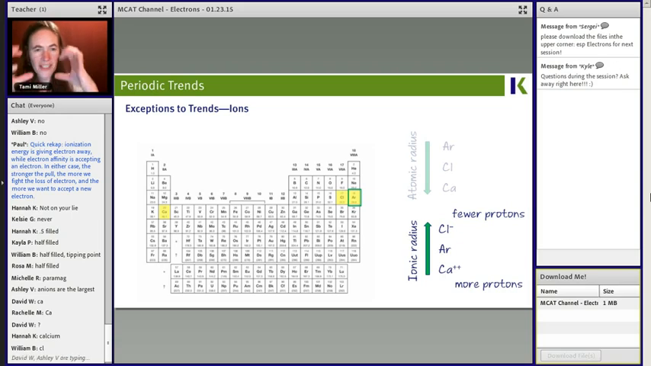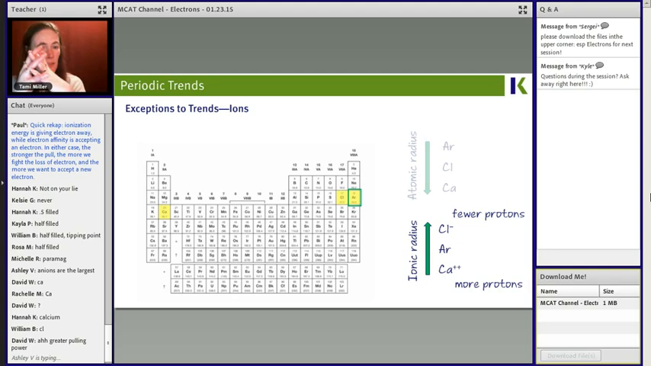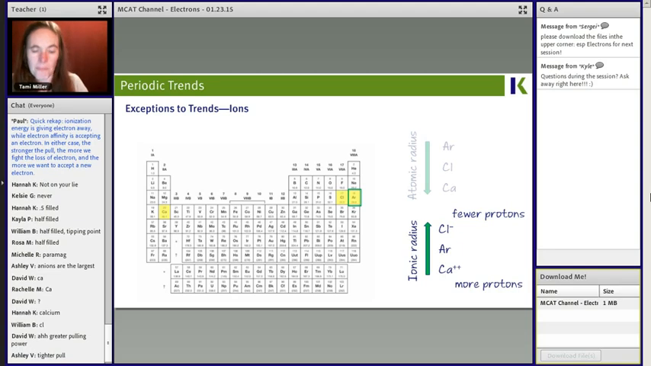So if I have the same number of electrons, they're going to look at that calcium and they're going to say, you have more protons. I'm getting closer to the middle. Yeah, greater pulling power. That's a great way to put it.